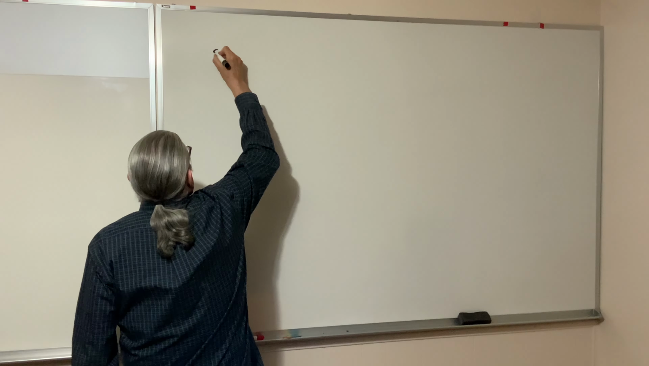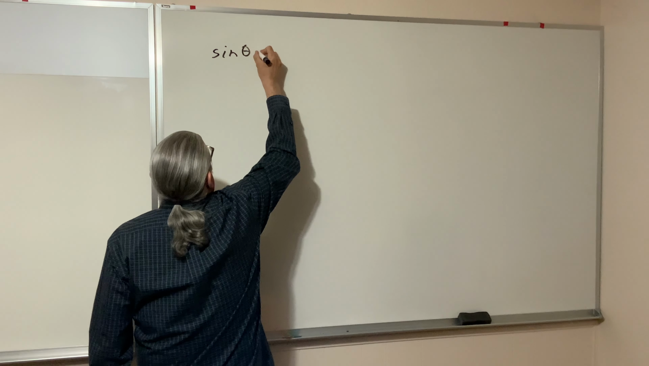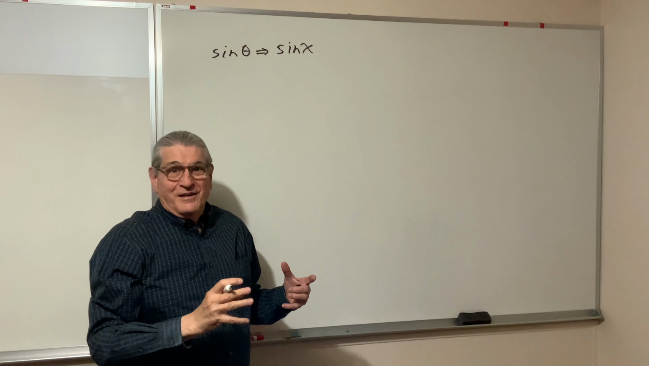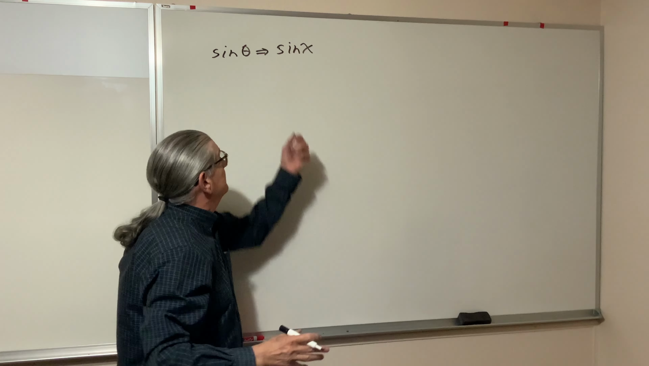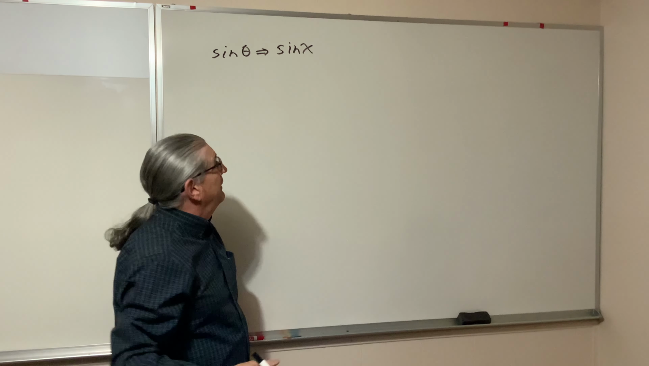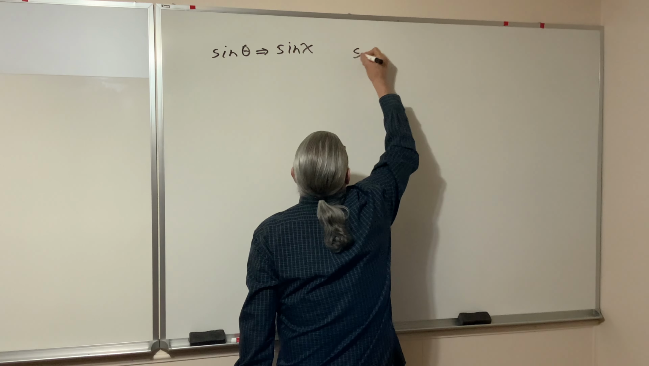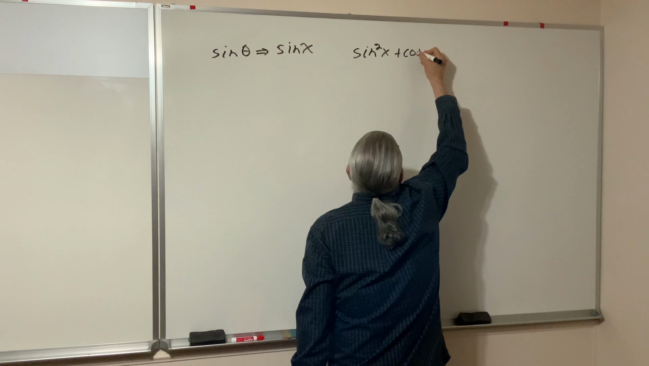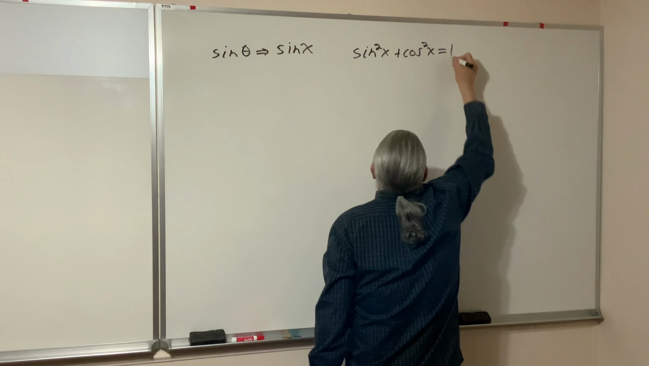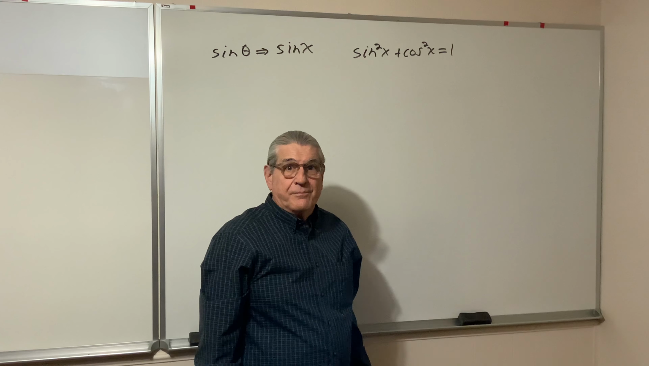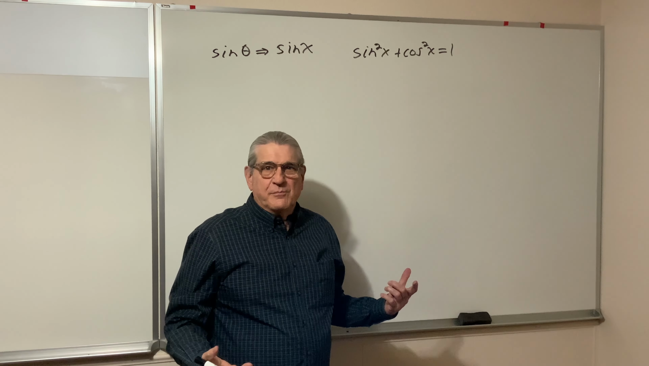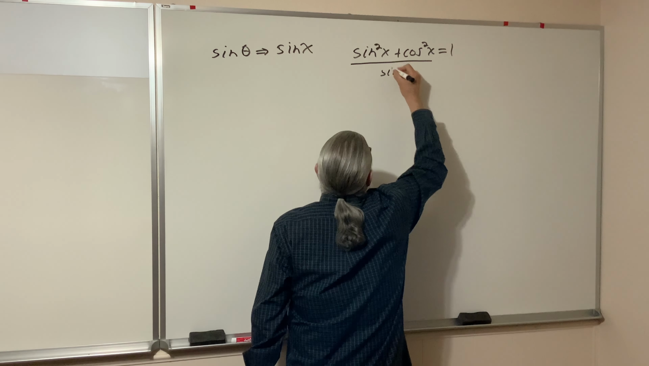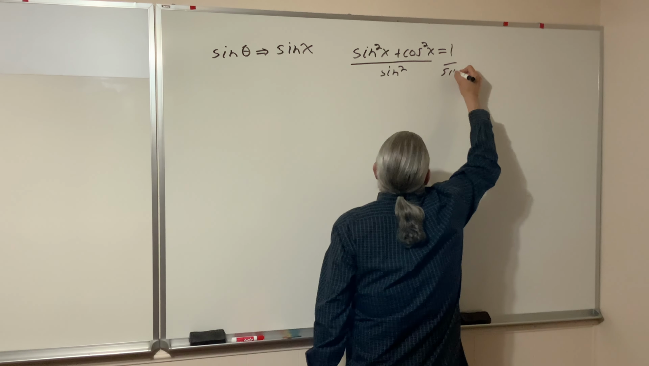We're going to change this. Instead of the sine of theta, we're going to use the sine of x. It's not the xy on our Cartesian coordinate system. We're just going to use x representing the angle. So if we have the sine squared x plus the cosine squared x, this equals 1. We already know that. So now let's divide everything by the sine squared. Divide this by the sine squared, and divide this by the sine squared.